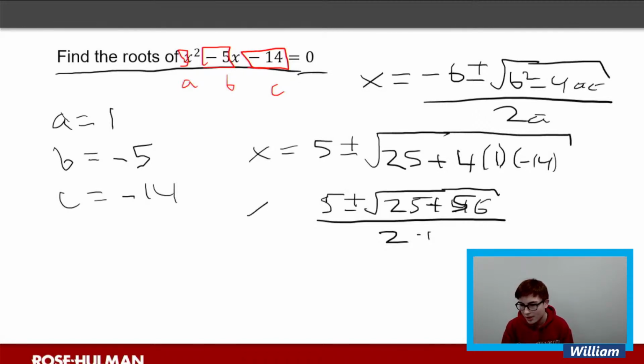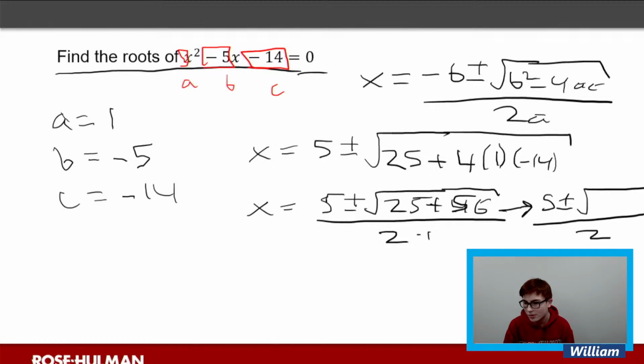And we'll carry down our x equals. So I'm going to draw a little arrow here. We have 5 plus or minus the square root of, and then we've got the 2 on the bottom. 25 plus 56, we're going to add those real quick. And we're going to get 81 for our 25 and 56.